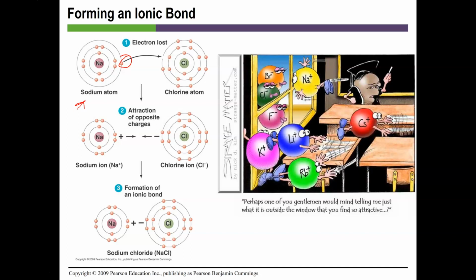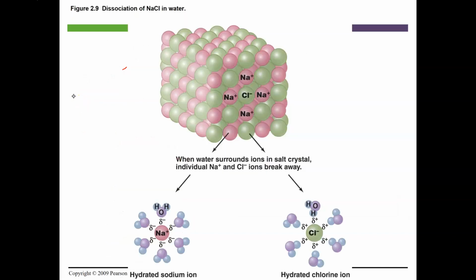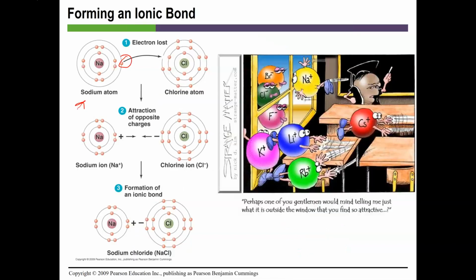Because in this balanced form, the sodium has equal number of protons in the nucleus compared to the orbiting electrons. There's no overall charge. But if it gives up the electron, now it has more protons than electrons, so it has a positive charge. This is a sodium ion, and it's a cation with a positive charge.